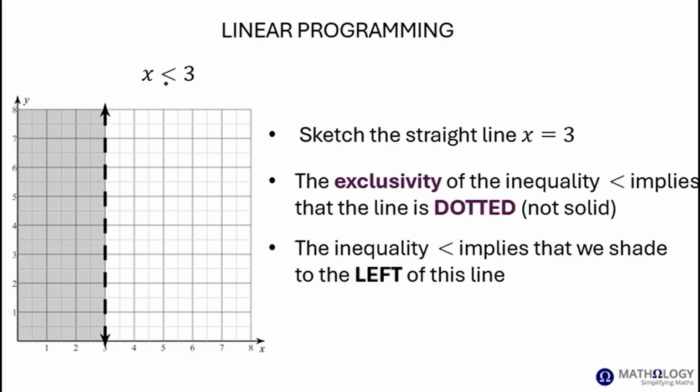So the fact that we have this exclusivity implies that the straight line we sketched, x equals 3, must be dashed or dotted. That dotted line indicates exclusivity, which means x cannot be that particular value. And the inequality is less than, so relative to the variable x, the mouth of the inequality is pointing away from x. That indicates x is less than, and that inequality less than implies that we shade to the left of the line. So we take our pen and we just shade to the left of the line, and you can color that in as it's indicated over here.